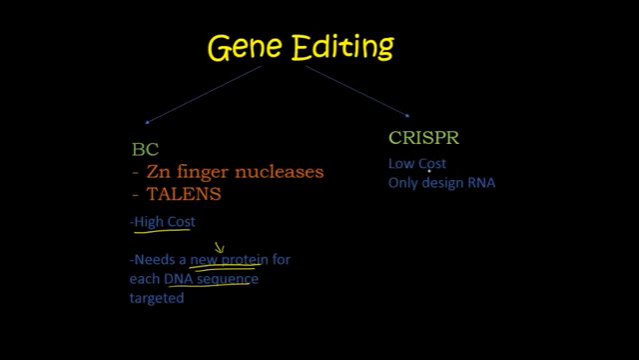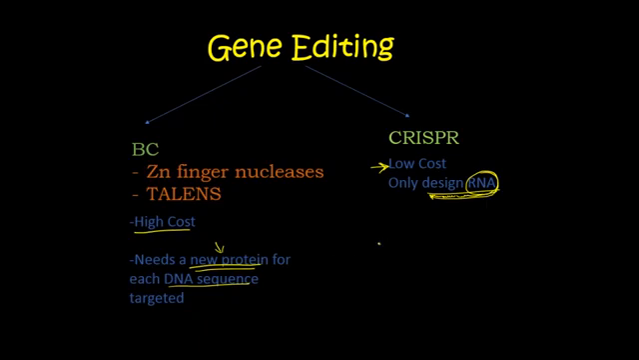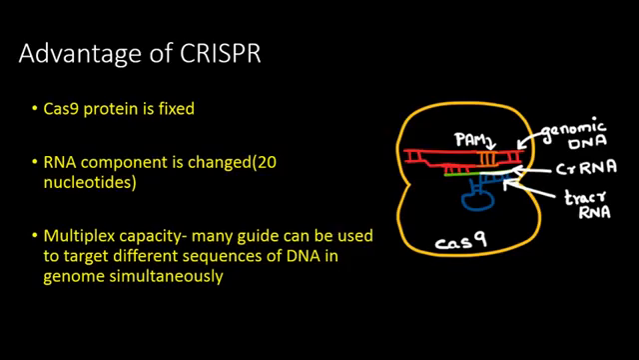And the advantage of CRISPR was that it is comparatively low cost. It's not that it's dirt cheap, but it is comparatively low cost, and we don't need to produce a new protein for each DNA sequence. We only have to design an RNA, which is pretty easy. You can do it in a single day in labs, and in some cases it only takes hours to design an RNA which is complementary to the DNA strand that we want to edit. So it is a comparatively low cost, less time consuming, less labor intensive method, and it gained wide acceptance.